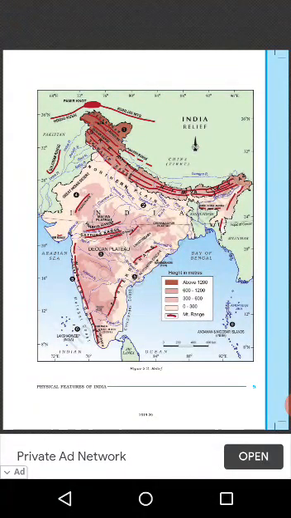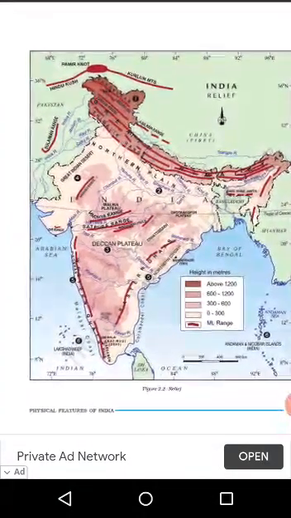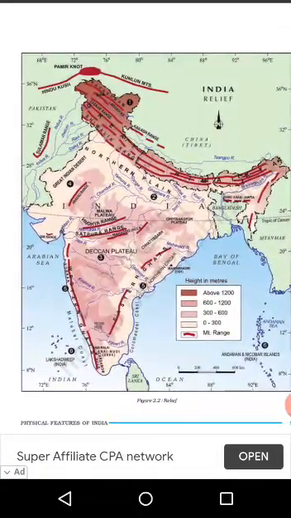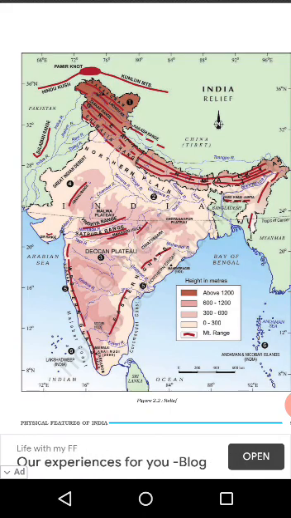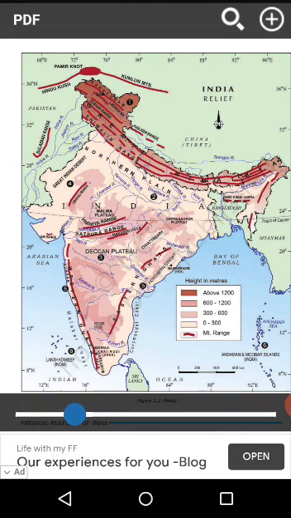But before that, let us revise. See in this map the physiographic divisions of India. First number you can see the Himalayan mountains. The second number is the northern plains. Third number is the Deccan Plateau. Fourth number is the Great Indian Desert. And fifth number you can see the coastal plains in the west and in the east.